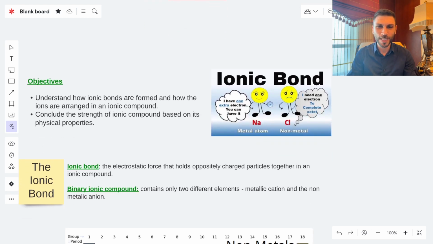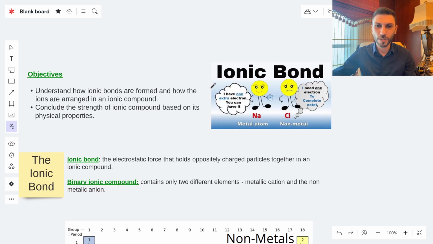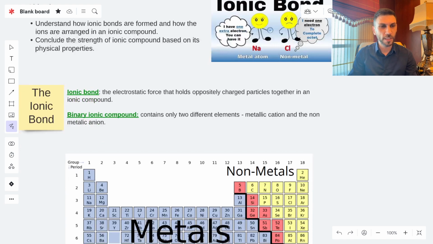I also looked at this image on Google. One atom was saying, I need one electron to complete the octet, and the other atom answered, I have one extra electron, you can have it. So by the end of this lesson, you're going to be able to understand this image. All right, so let's get started.